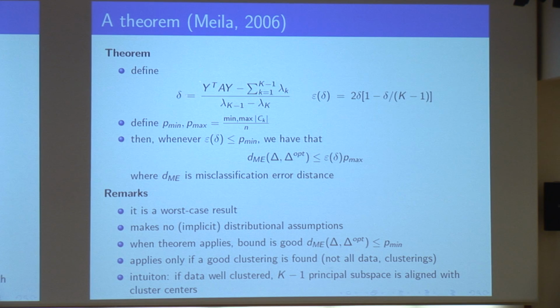And if this ratio delta is large, then there is nothing I can say. But if this ratio is small, in particular if it's smaller than this expression, then I know something very important. I know that I have found a good clustering. And it's good in the sense that my clustering delta that I found is no further than the optimal clustering that I don't know than this distance. And this is in the misclassification distance. Okay? So again, the misclassification distance between my clustering and the best possible clustering is no larger than this many points of the data.